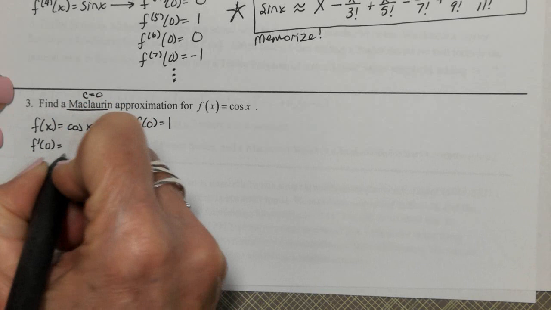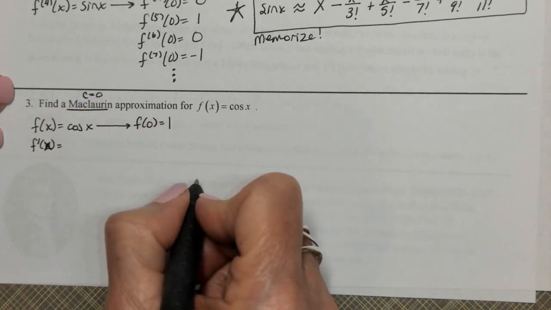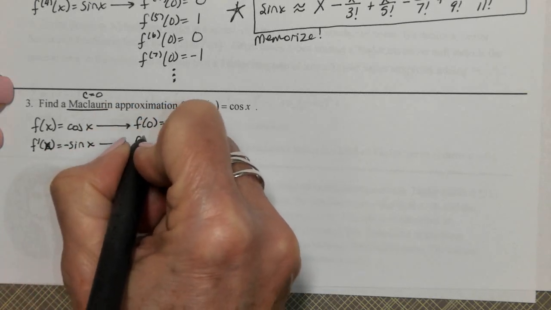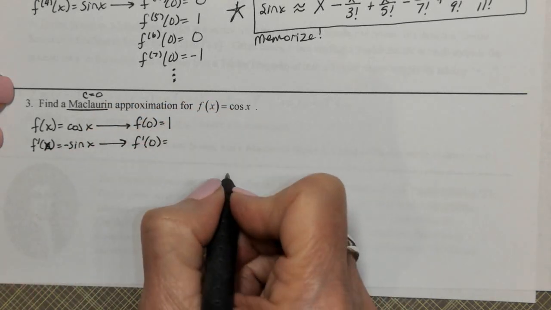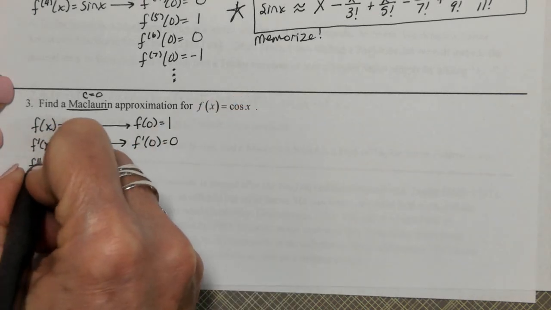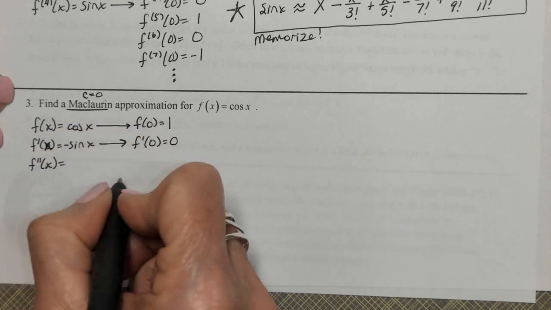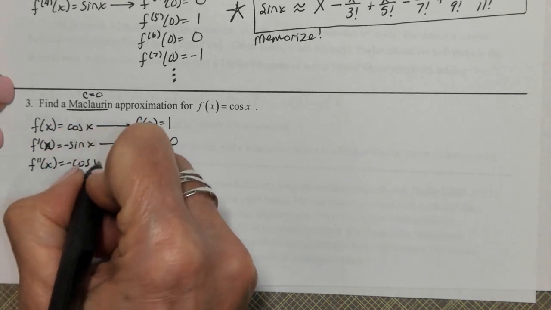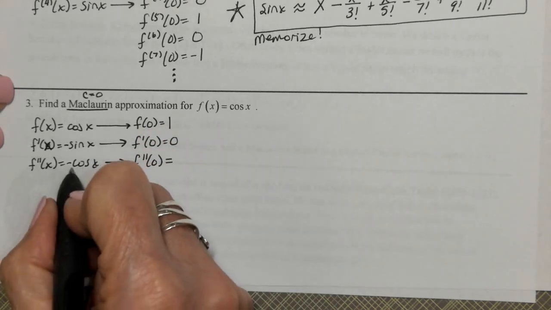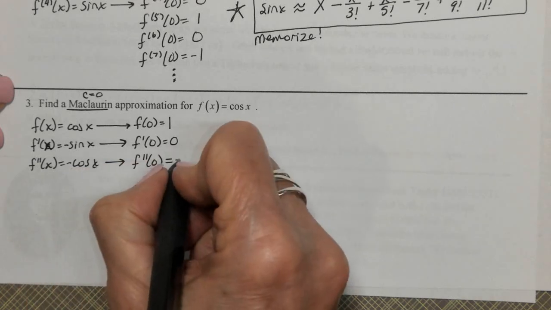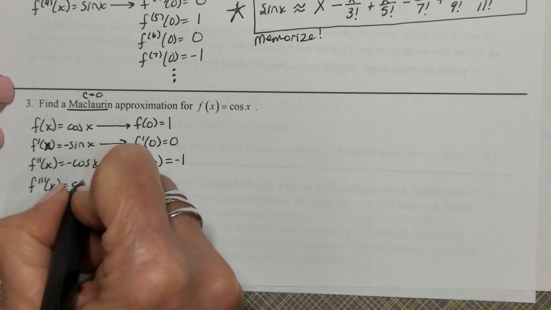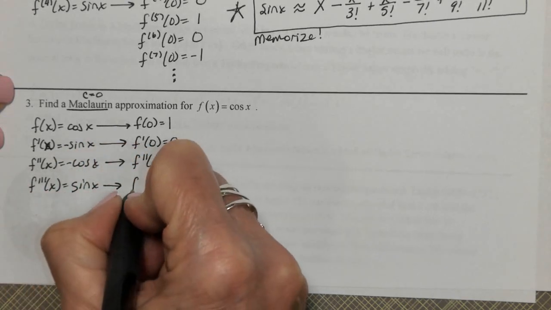F prime of 0. I'm sorry, f prime of x. The derivative of cosine is negative sine. So f prime at 0, the center, will be negative sine of 0, which is 0. F double prime of x, the derivative of negative sine is negative cosine. And the second derivative at 0 then will be a negative cosine of 0, negative 1. And at this point, we kind of know what's going to happen, I think, hopefully.